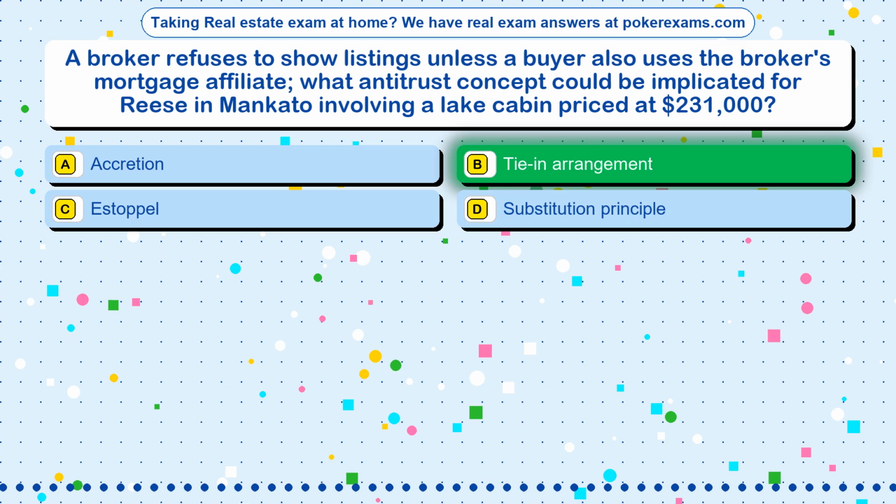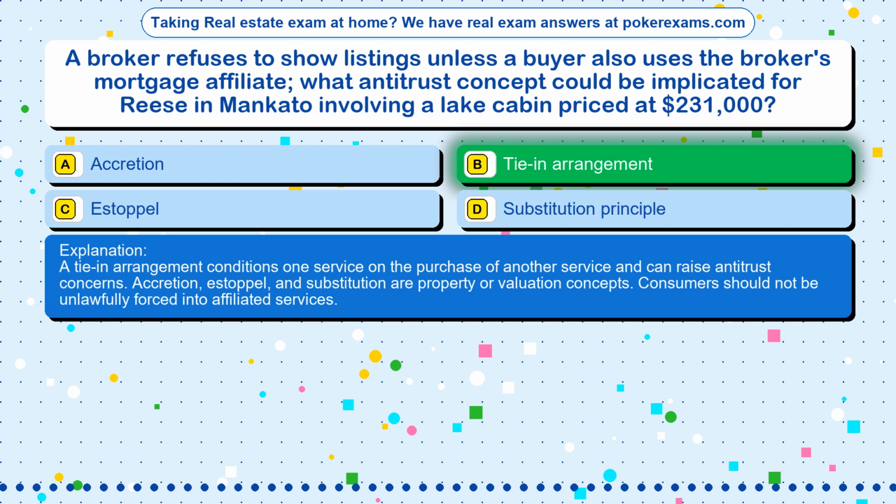The correct answer is option B, tie-in arrangement. A tie-in arrangement conditions one service on the purchase of another service and can raise antitrust concerns. Accretion, estoppel, and substitution are property or valuation concepts. Consumers should not be unlawfully forced into affiliated services.